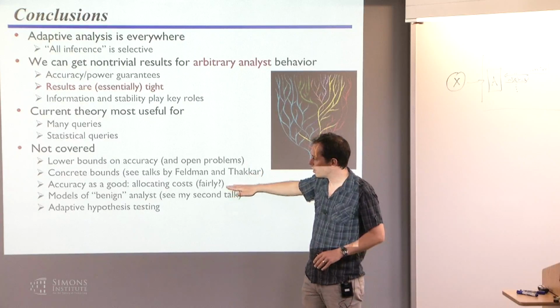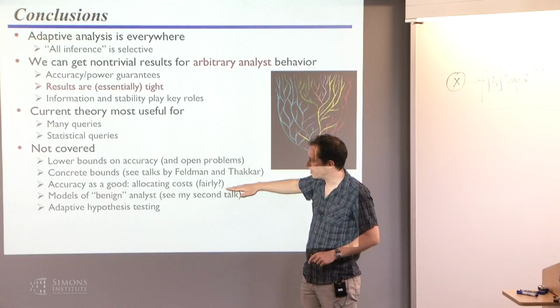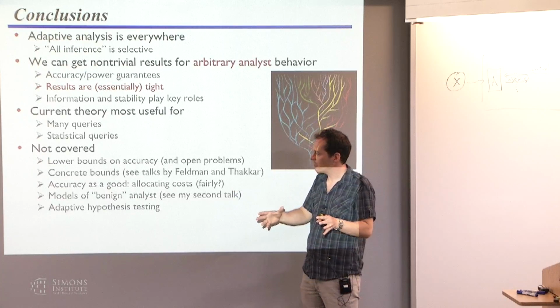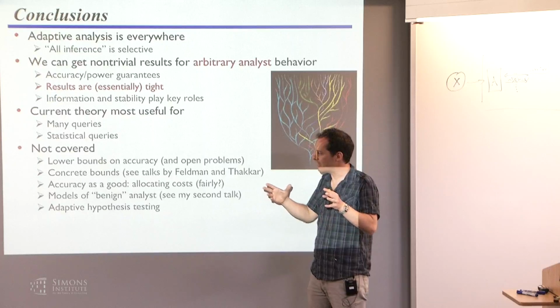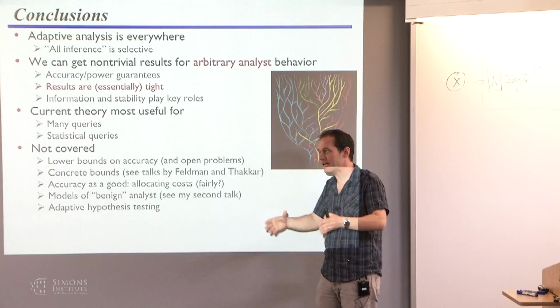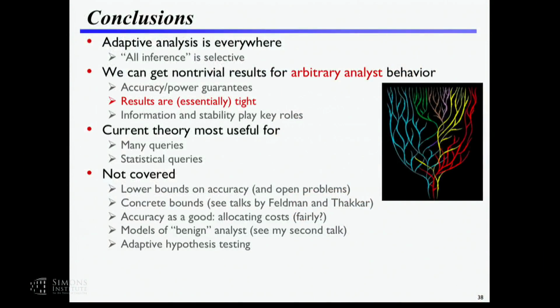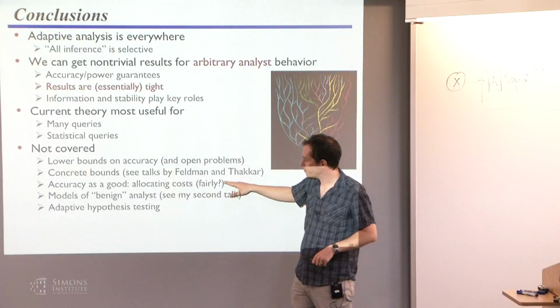I didn't talk about works, and there are a few now, that have started to think about accuracy, data, as a public good. Suppose I'm the NIH, I pay for an expensive study, I collect a bunch of data. How do I decide who gets to ask queries, who doesn't? And how do I ration out the value of that data, right? Blake will talk a little bit about that.